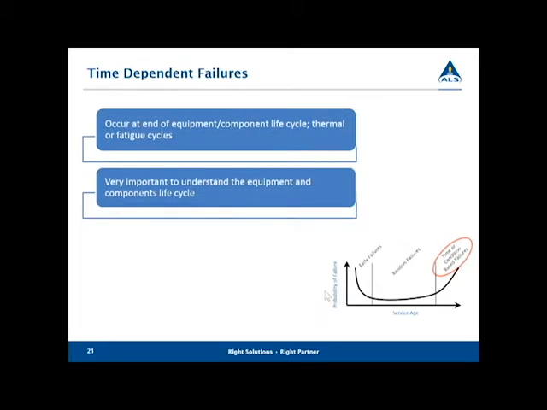And then on the end, the time-dependent failures, when things reach their end of life. That occurs at the end of the equipment component life cycle, and this is usually due to thermal cycling or fatigue cycles. At one point, it just gets to be too much. It's not going to last forever. And it's important to understand the equipment component life cycle as well.